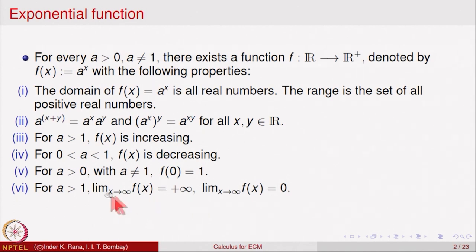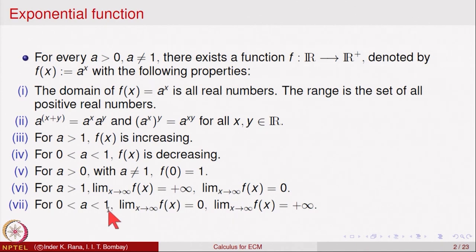And so for a bigger than 1, we said it is an increasing function, and now it says that the limit of x going to infinity of f of x is equal to plus infinity. That means as x keeps on increasing, it goes to infinity. There is a typo on the slide, it should be minus infinity. So, the limit as x goes to minus infinity is equal to 0. So, as you keep on going to the left, the function approaches the value 0, and on the right, the function goes on increasing as large as you want. So, here it should be minus infinity.